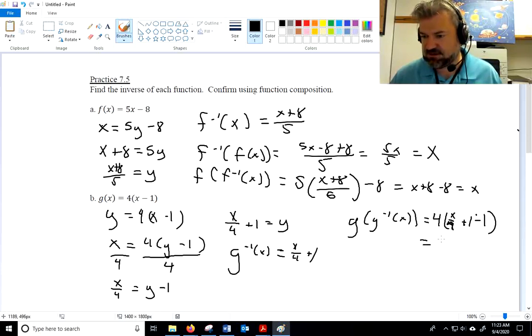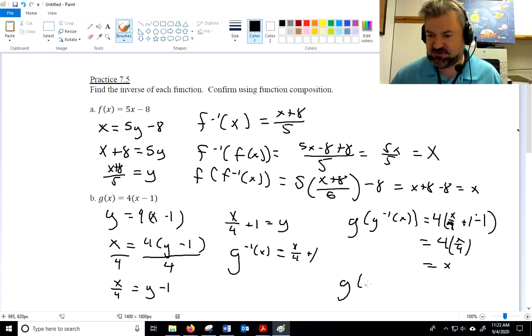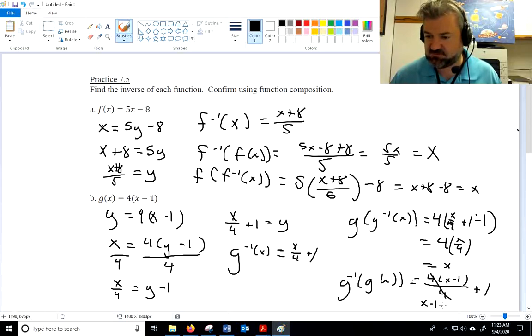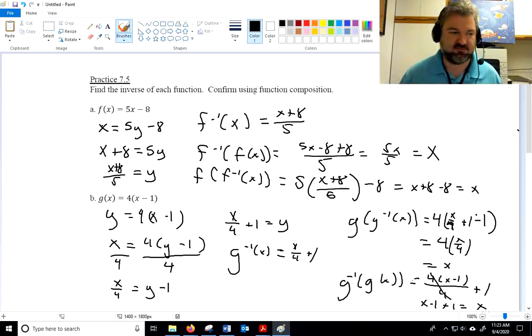All right, the 1s are going to cancel out, and I'll have 4 times x over 4, which is just x. And g inverse of g of x will become, all right, I got to put g, 4 times x minus 1, in for x here. So I'll get 4 times x minus 1 all over 4 plus 1. This time these 4's cancel out. I get x minus 1 plus 1, which is just x.